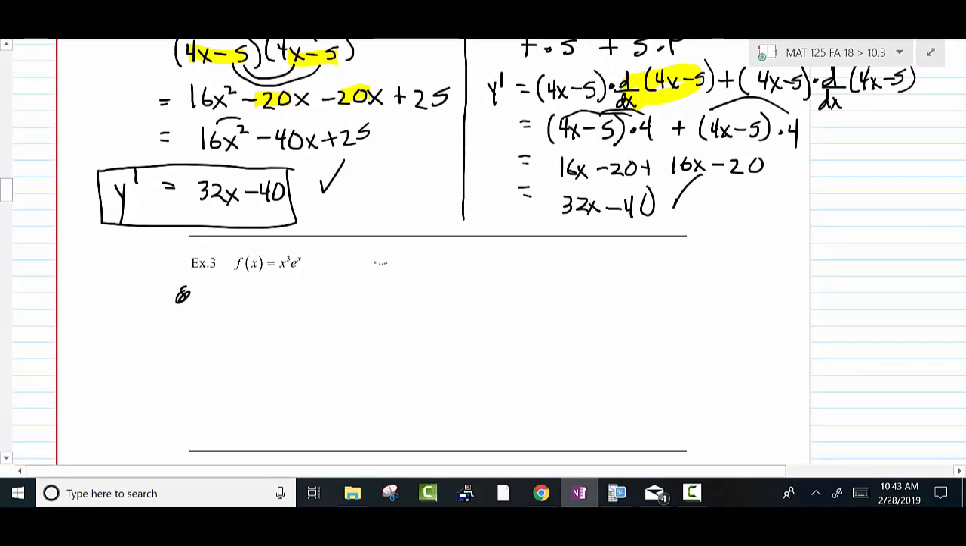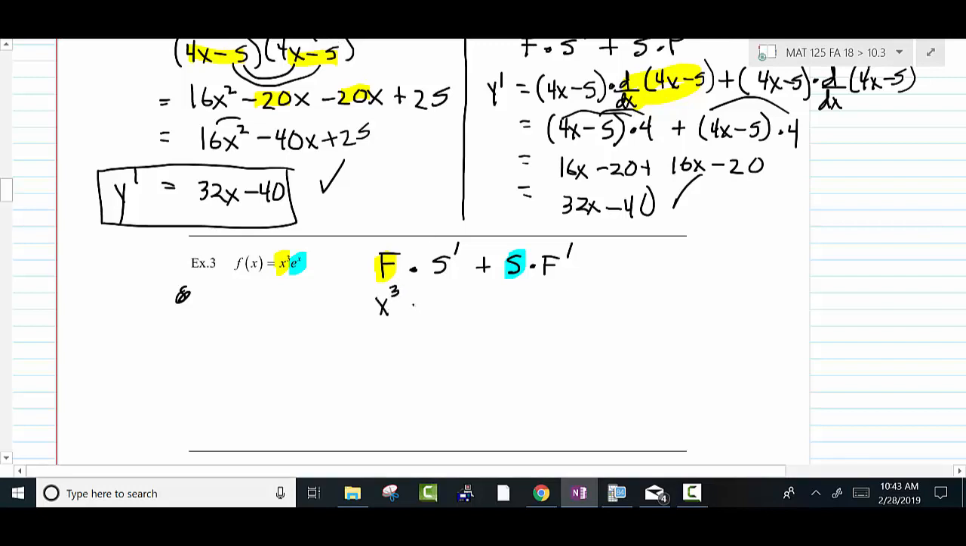With this one, again, I'm just going to write down the rule. So first times derivative of second plus second times derivative of first. Okay, and you want to put it in the rule. Now there is going to be some algebra on here that you'll have to work on a little bit too. So the first is just the x to the third. The second is the e to the x. So those are your two functions that are being multiplied. That's why we're using the product rule. Okay. So the first is x to the third.